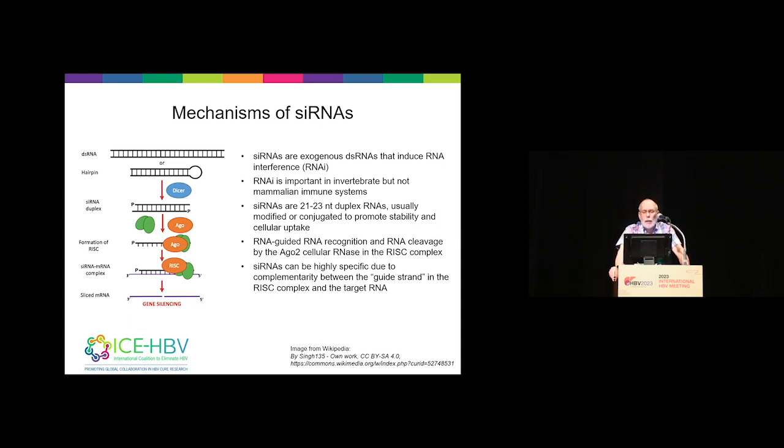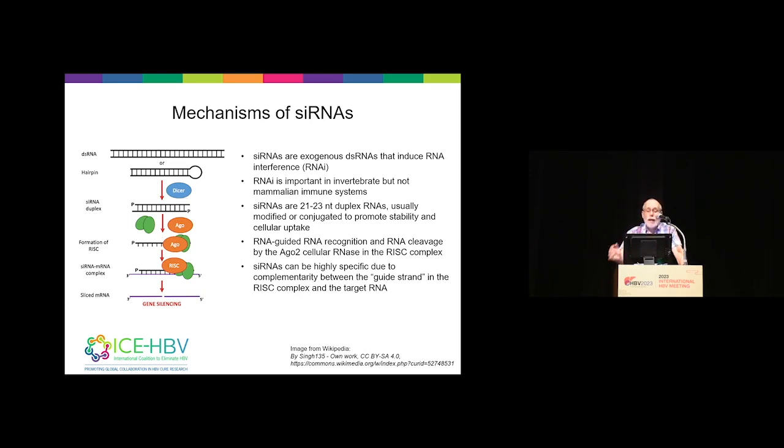In any case, siRNAs are exogenous double-stranded RNAs, and when they get into the cell, they induce something called RNA interference, or RNAi. That's the general class of activities. RNAi is important in invertebrate, but not mammalian immune systems. siRNAs themselves are 21 to 23 nucleotide long duplex RNAs.